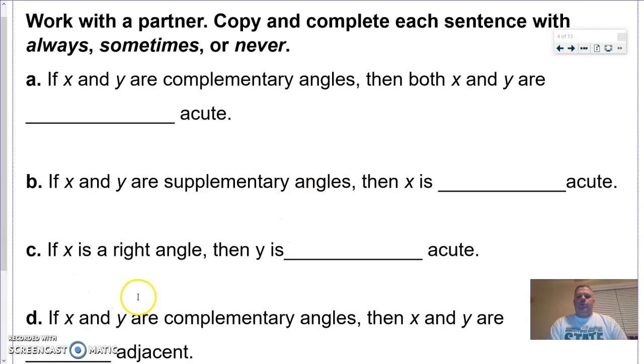And the last one, if x and y are complementary angles, then x and y are blank adjacent. Yesterday our adjacent word was next to. These are sometimes next to. Just because they are complementary does not mean that they have to be next to each other.